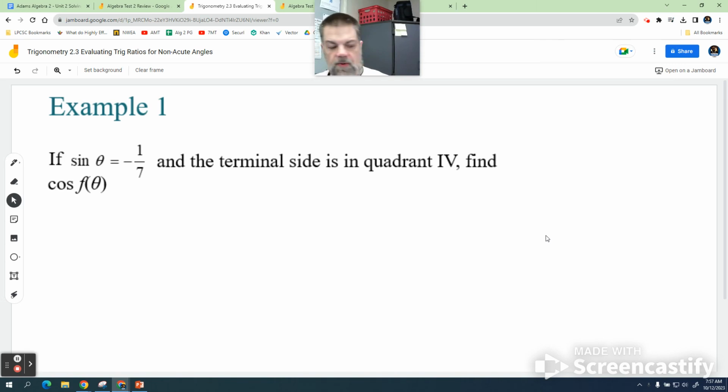So what we want to do is I like to draw the picture. Actually, it's really the only way to do it because it frees my brain up, if I can make one calculation, one decision at a time, that's helpful. So for this problem, it says that if sine of theta is equal to -1/7 and its terminal side is in quadrant 4, find cosine of theta.